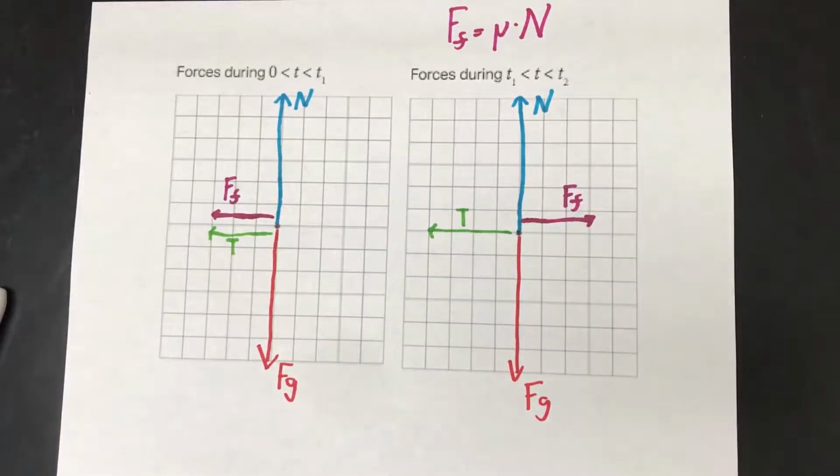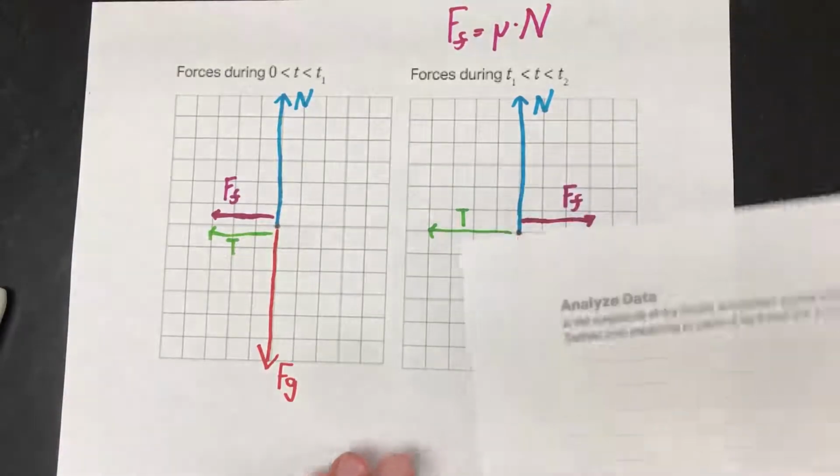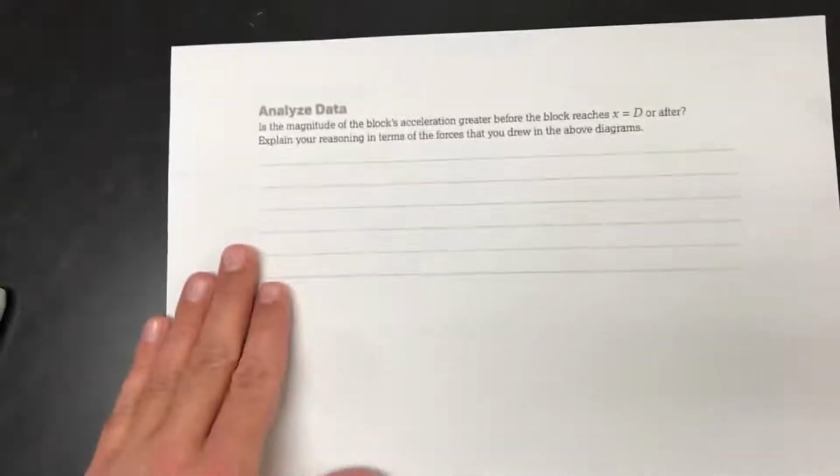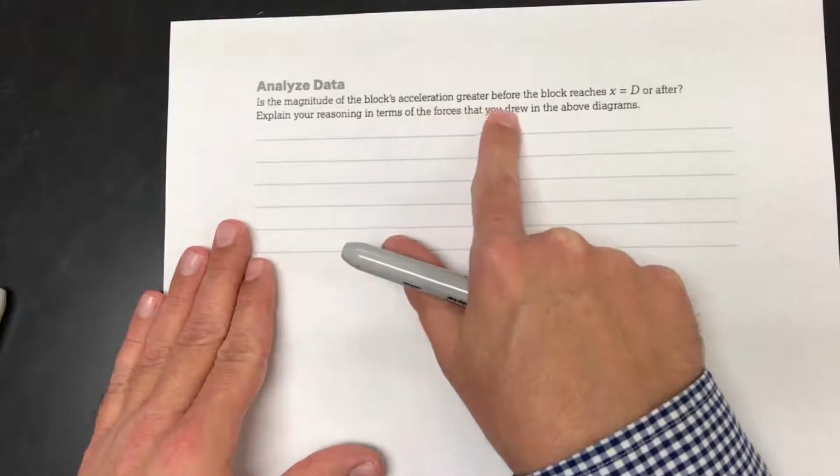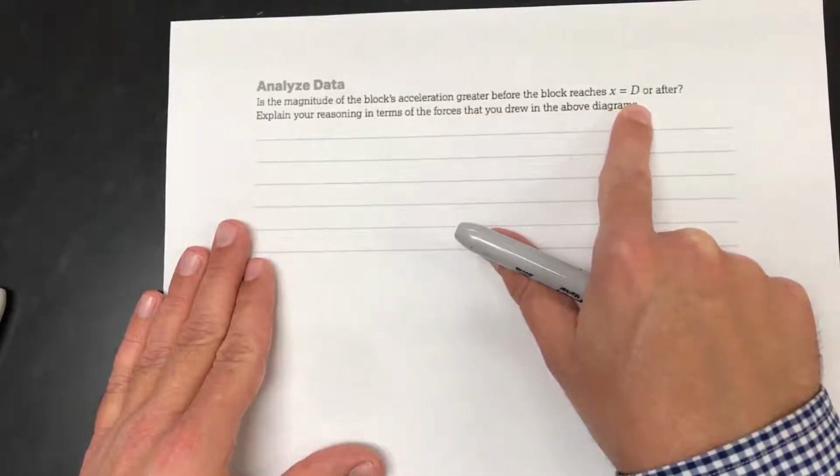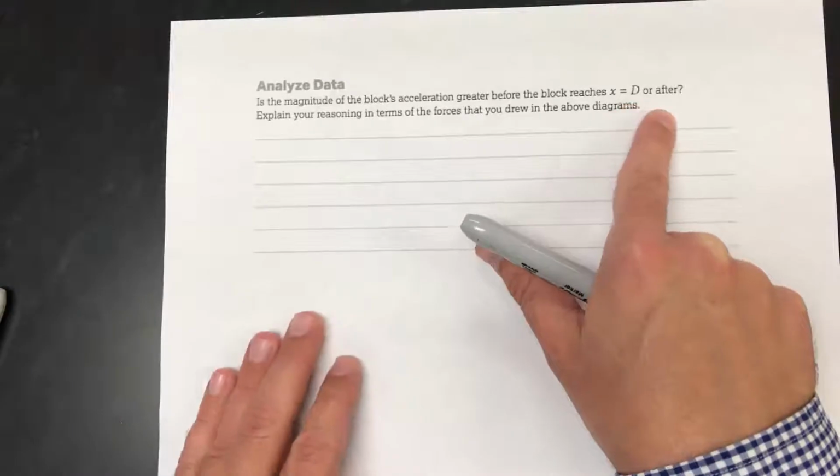So then generally speaking, they say, is the magnitude of the block's acceleration greater before the block reaches x equals d, so the first half of the trip up, or after?